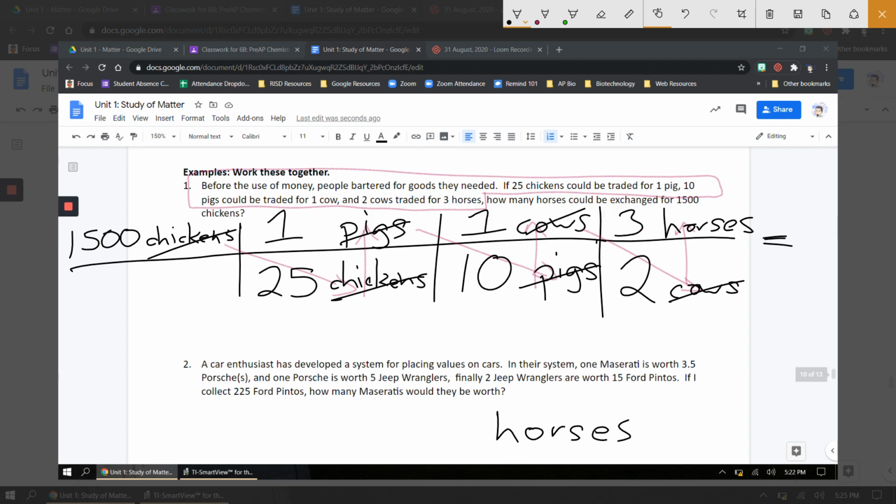There we are. So I'm going to go ahead and pick up my calculator, put all of this in one single step. 1,500 times 1 times 1 times 3 divided by 25 divided by 10 divided by 2 equals, there's my answer, a nice round number, 9 horses. In this system, 1,500 chickens would get me 9 horses. Again, it's the exact same process, the exact same technique, canceling out the units, putting in the conversion factors last, calculating using one step, and getting our final answer.